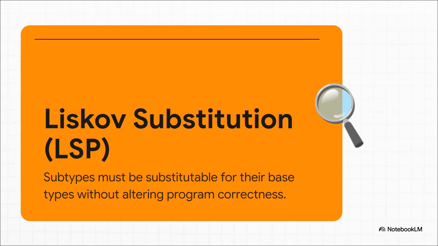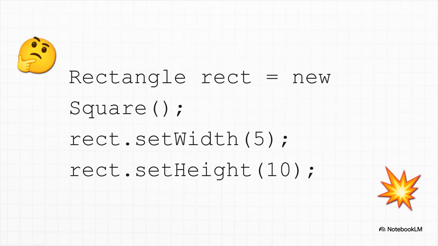So what this really means is that if you have a piece of code that works with a parent class, you should be able to swap in any of its child classes, and everything should just work. No weird side effects, no hidden bugs. The child class has to honor the contract of the parent. Simple as that. So let's look at the classic example that trips almost everybody up.